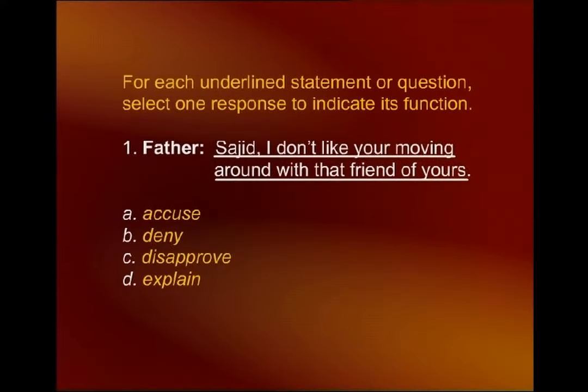This is father speaking, and he says to his son, Sajid, I don't like your moving around with that friend of yours. Now, what do those words convey? What function is being indicated? Is he using the words to accuse his son, deny something, disapprove, or explain? The father is showing disapproval. Those words are used to convey disapproval on the part of father to his son, Sajid.